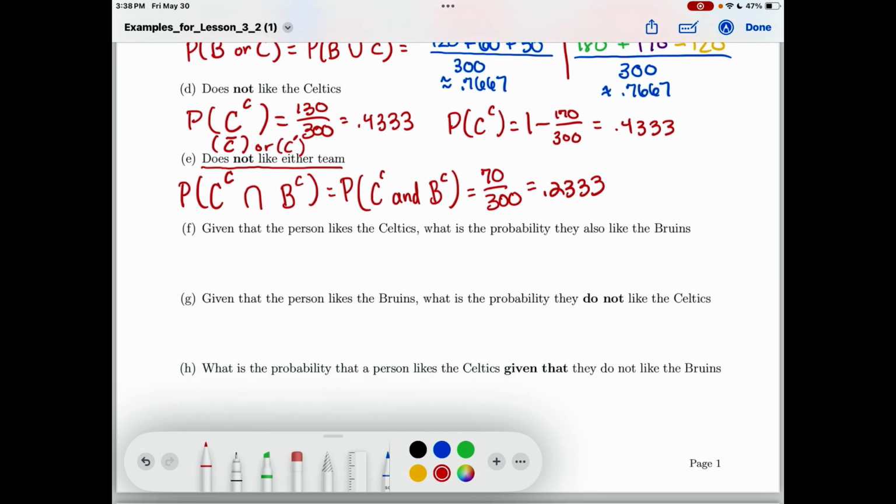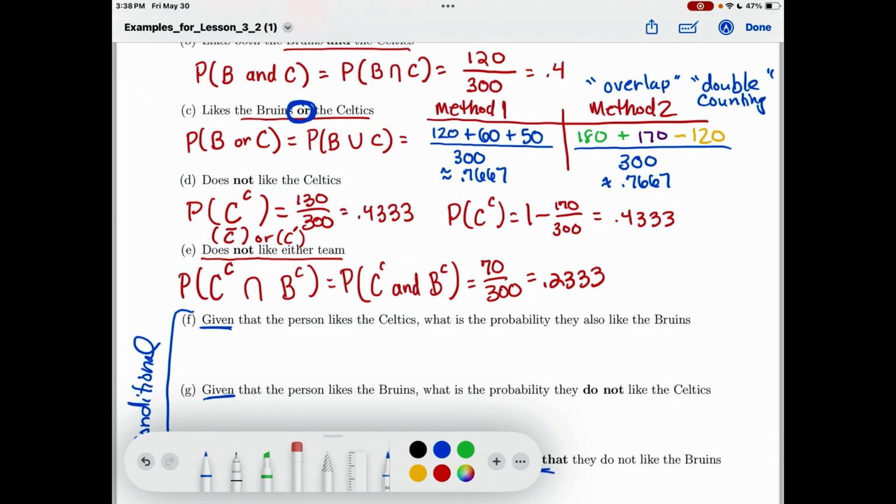The last 3 examples, F, G, and H, these are conditional probabilities. Let me make a note. And I know that they're conditional because we're given assumptions. So we're going to make an assumption to narrow down. Instead of taking it out of the full group of the 300 people that were surveyed, we're making an assumption so we can narrow it down to a smaller group.